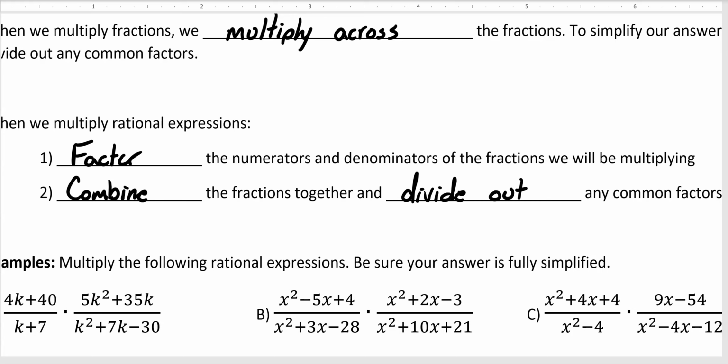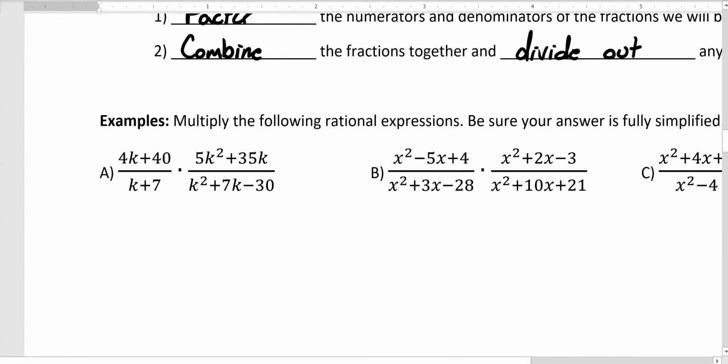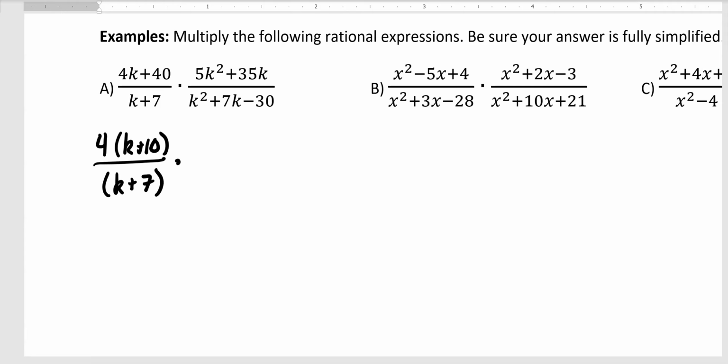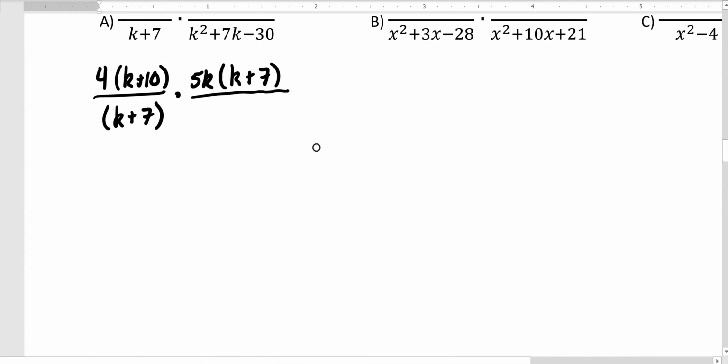So let me show you what I mean here. Let's look at letter A. Wow. Okay, so let's start by factoring this first fraction. So I can take out a 4. I'd be left with k plus 10 over k plus 7. And then I'm multiplying by 5k, which I can factor out from here. Let's see, and I'd be left with k plus 7 over, let's factor here. Let's see, we have k plus 10, and what would we have? K minus 3. All right.